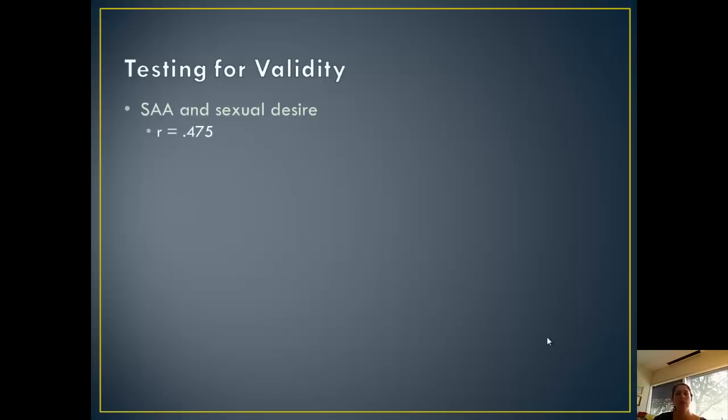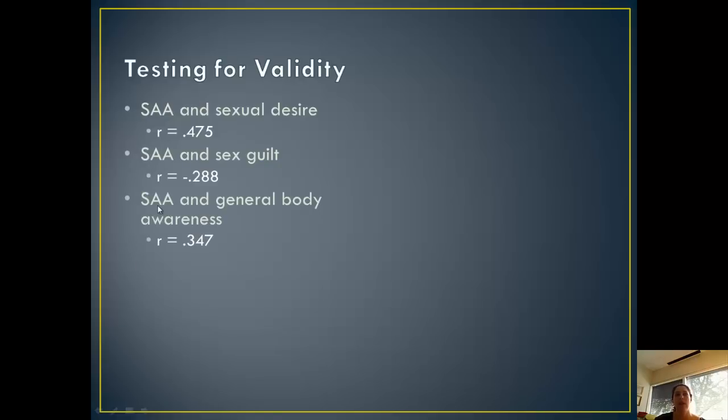Okay, so let's go back and look at how to think about this. When I'm reporting on my validity, I can say that sexual arousal awareness and sexual desire were correlated. The validity coefficient is R equals 0.475. I pulled that straight from that table. SAA and sex guilt, R equals negative 0.288, and that was consistent with my hypothesis. And finally, our SAA scale score and general body awareness were also significantly positively correlated, R equals 0.347, which again supported my proposed hypothesis for validity testing.